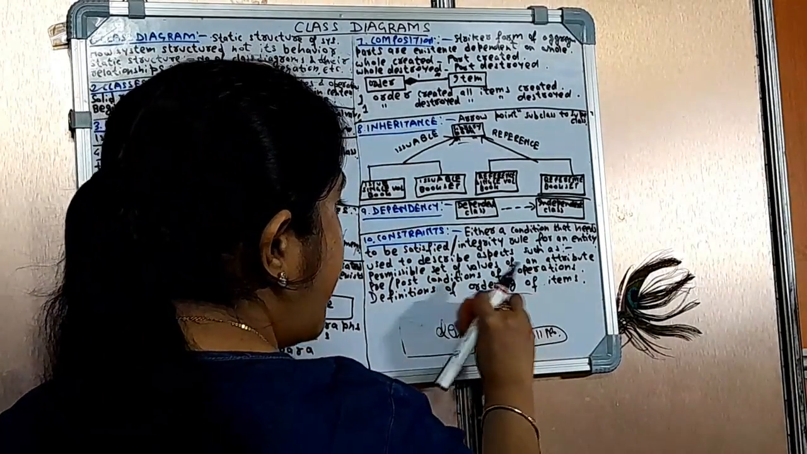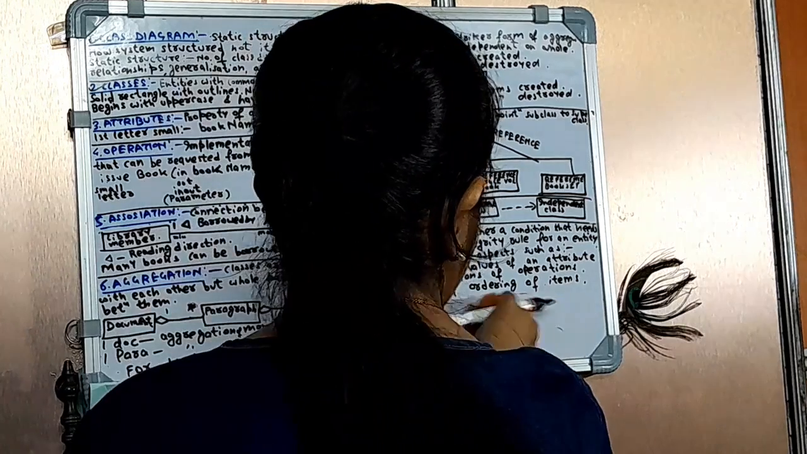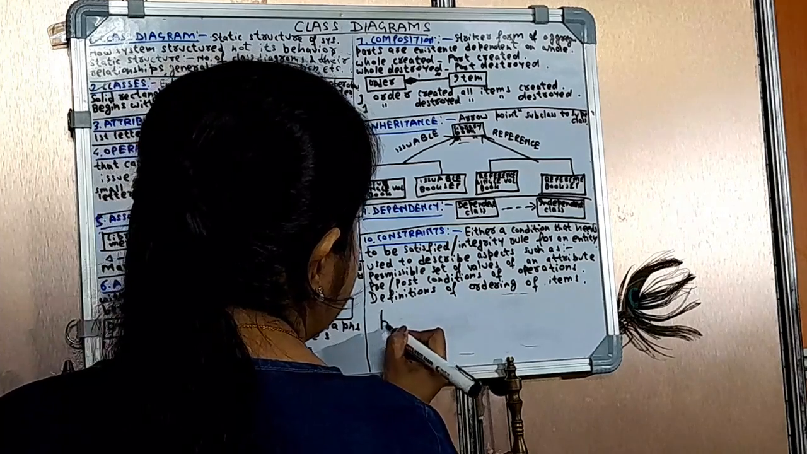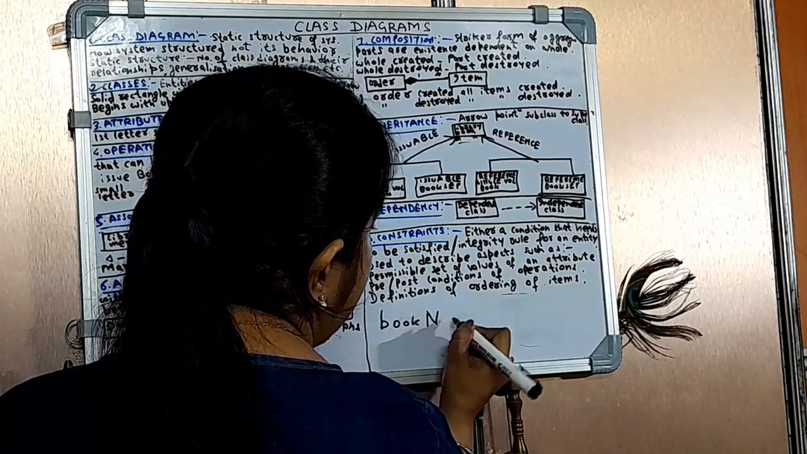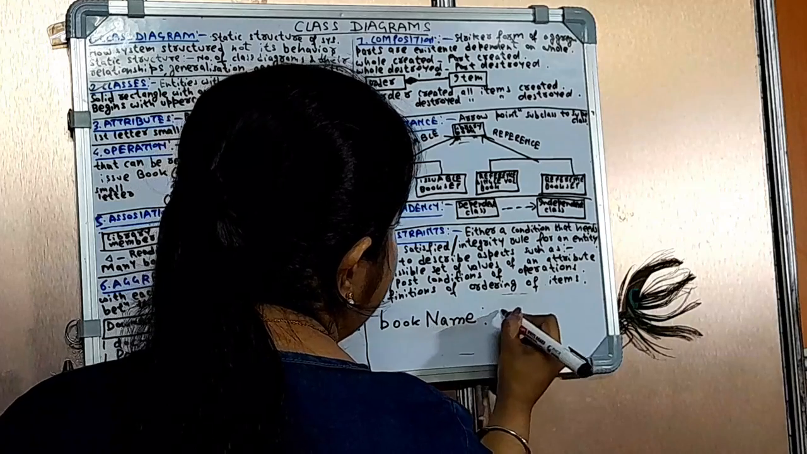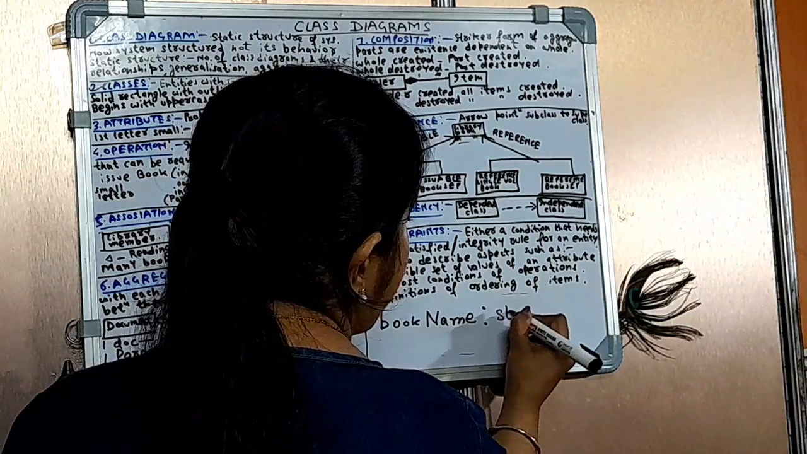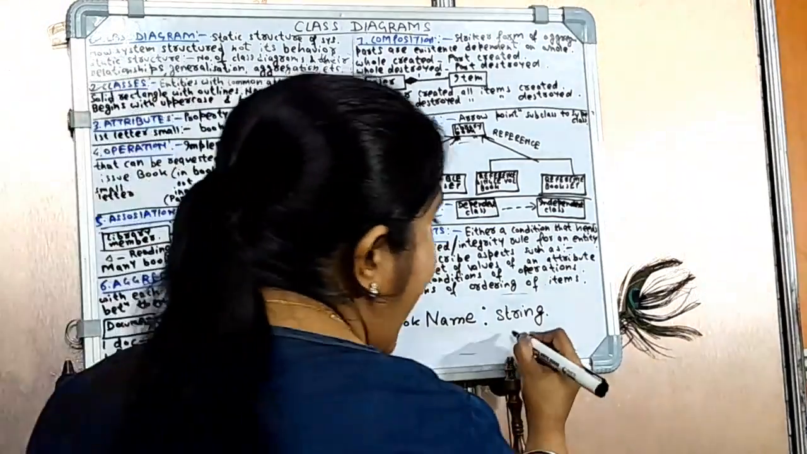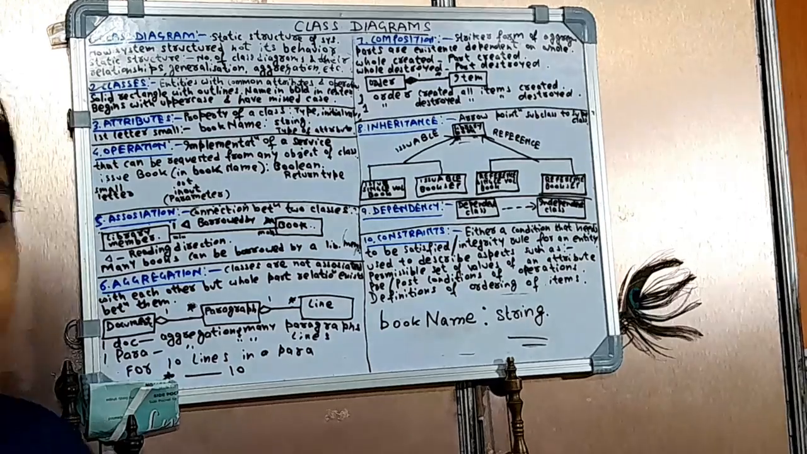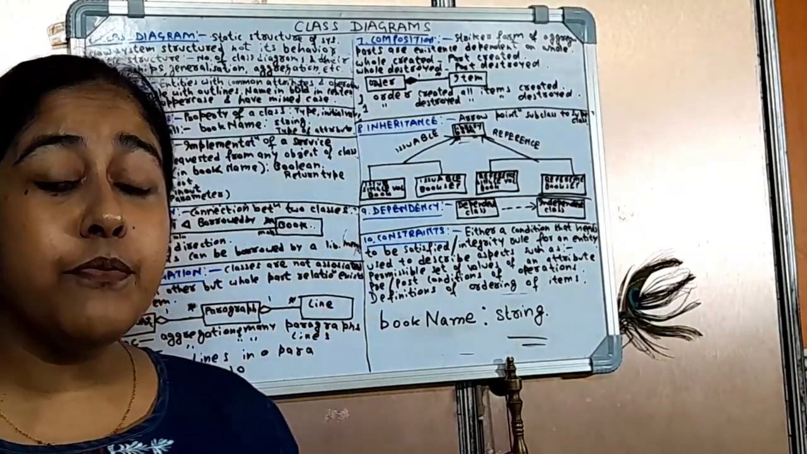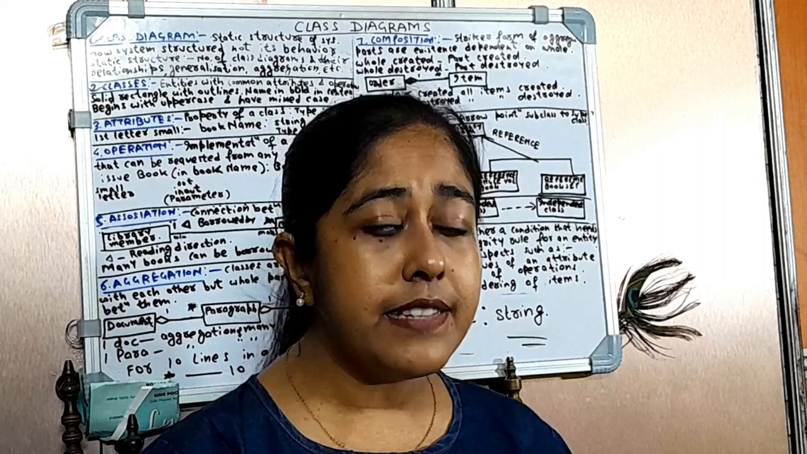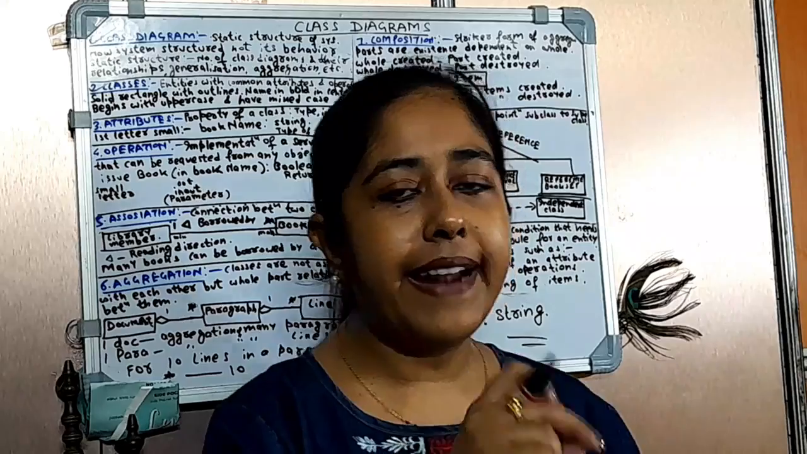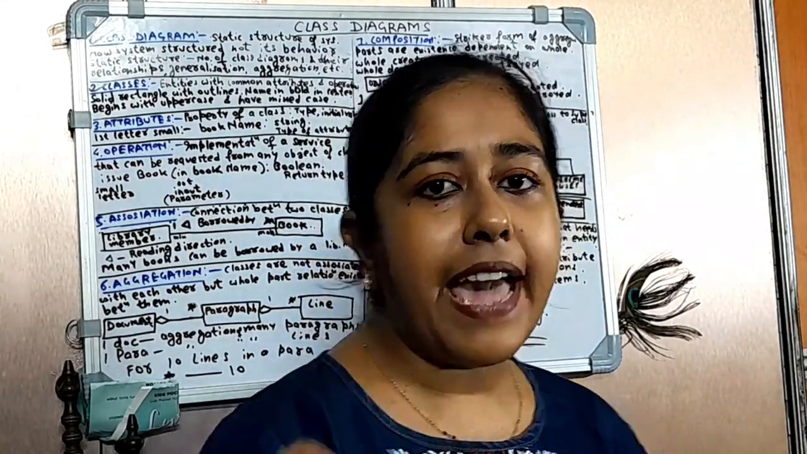Now let's see an example of an attribute. When we write an attribute, it will be like this: book name, and then a colon and string. This string is the type of the attribute, the data type of the attribute. What kind of attribute is bookName? It is a string kind of attribute, since I am writing characters.